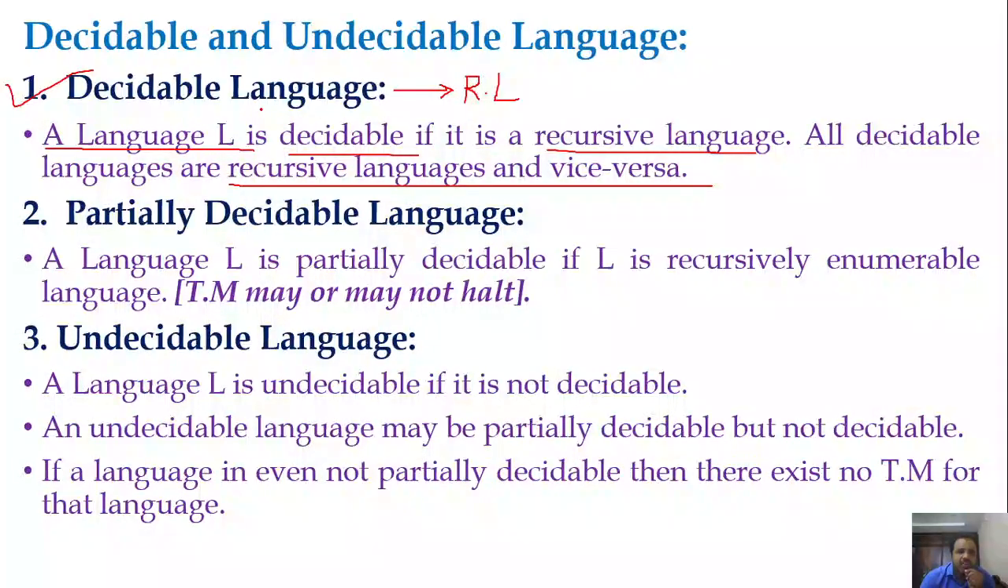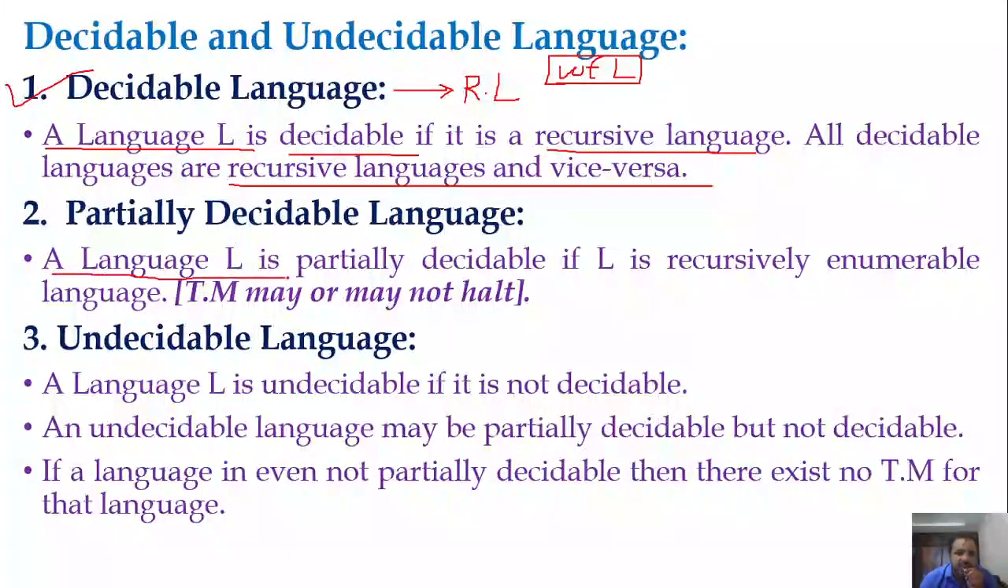We have seen that a recursive language means there exists a Turing machine that takes the string w of capital L, accepts it, and halts. Whereas if you give a string that does not belong to the language, then the Turing machine halts and rejects that particular string. If that property is satisfied, then that language will be considered a decidable language.